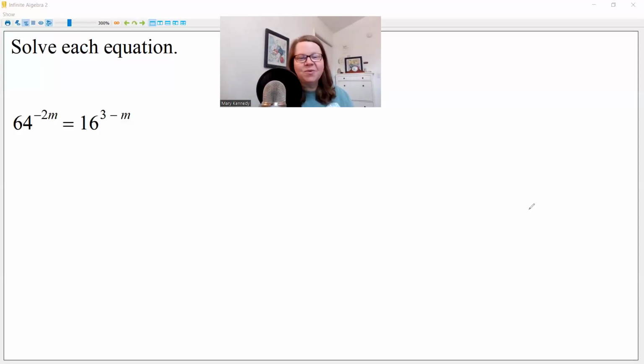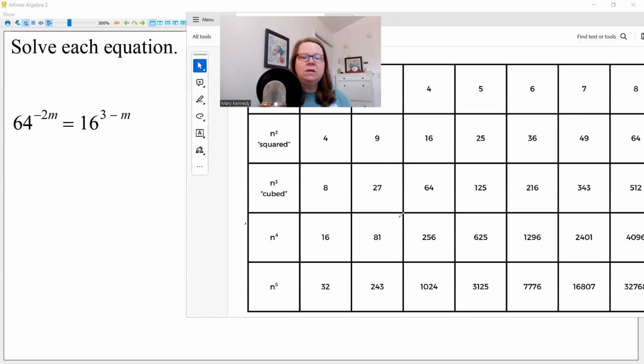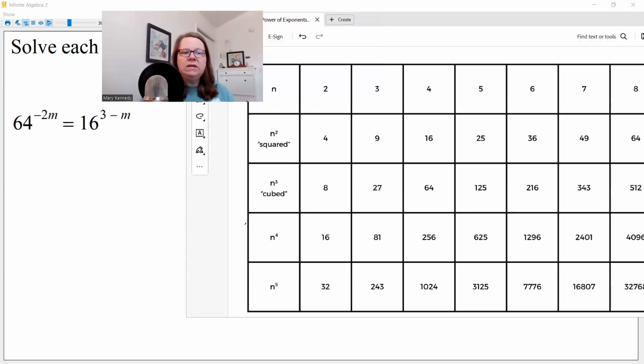Here's an exponential where we don't have the same base, so we have to change the base, right? We need the 64 and the 16 to be some smaller number raised to an exponent. And so let's take a look at an exponent table. Let's get an idea of what this could be. So we need the 64 and the 16 to be the same. Looking at a table is nice to me. I see 16 and 64 there, so we could use 4.